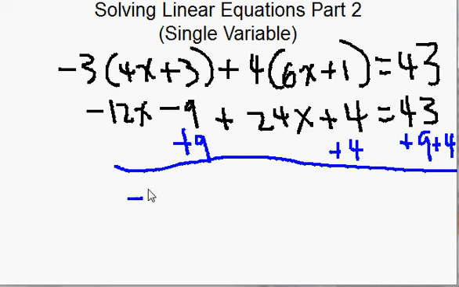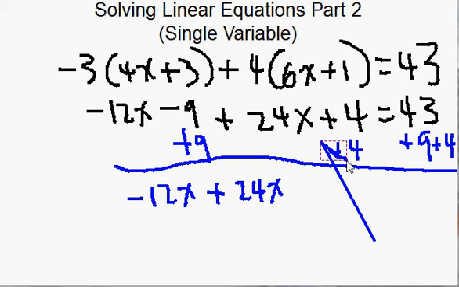So I still have my negative 12x. I've gotten rid of my 9. I have my 24x. I've gotten rid of my 4. Whoopsies, made a mistake there. This should be a minus 4, because a positive 4 would not get rid of a positive 4. And so this on the right side needs to be a positive. Anyway, that's a minus 4.